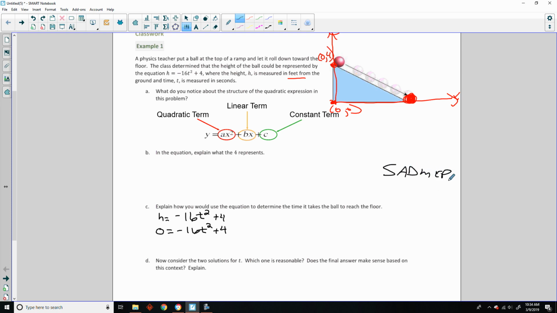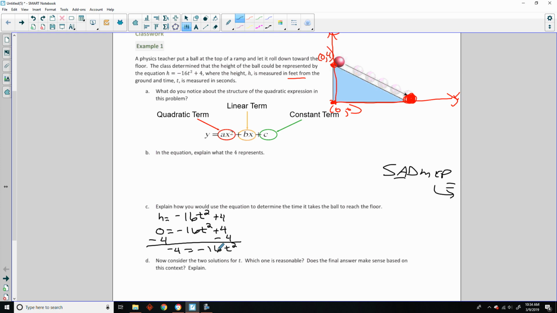Okay, PEMDAS in reverse. To cross an equal sign, you do the inverse operations. So we'd start with subtraction first. There is none. Then we go to addition. There's addition, so we do the inverse operation of addition. And that will get us negative 4 equals negative 16t squared.